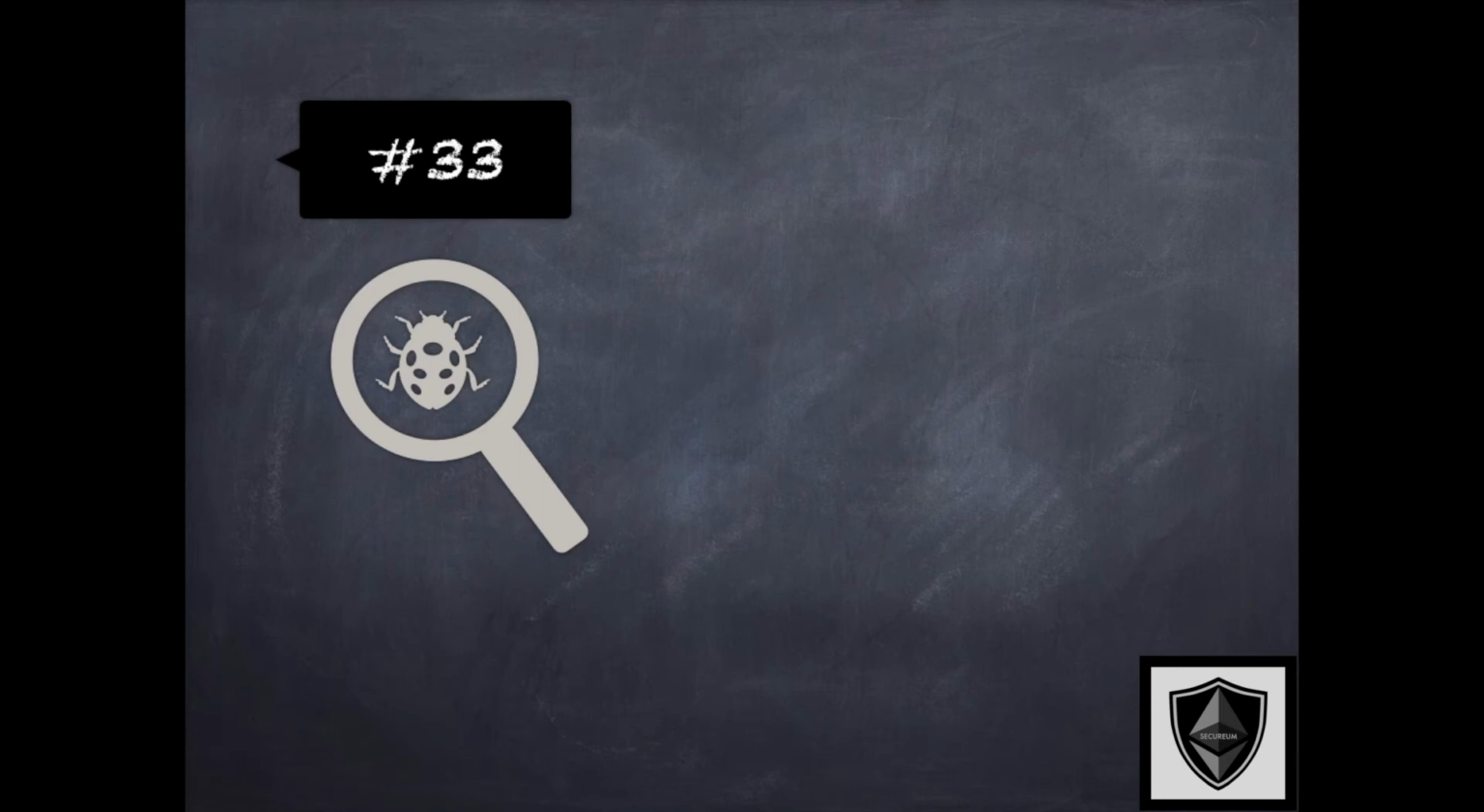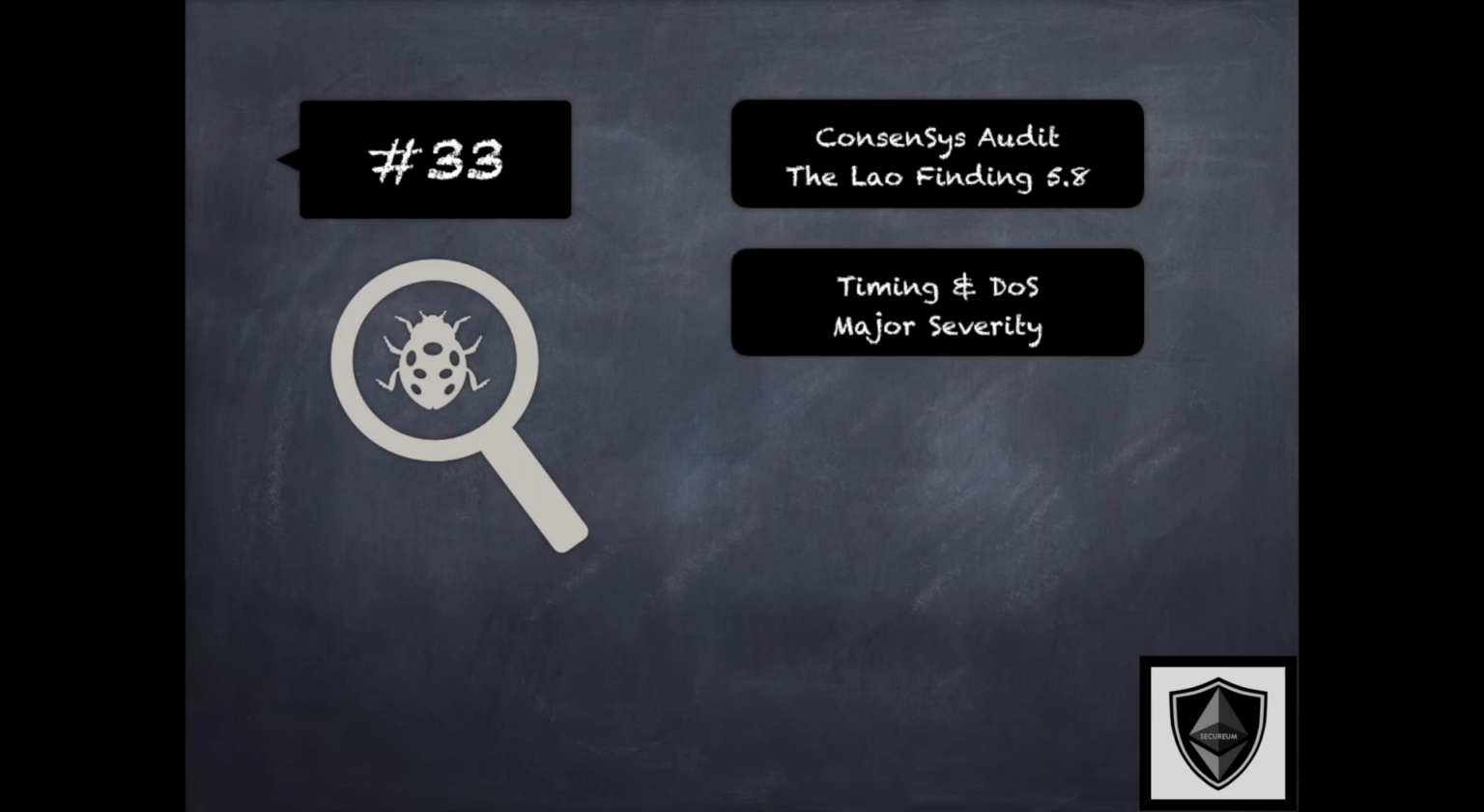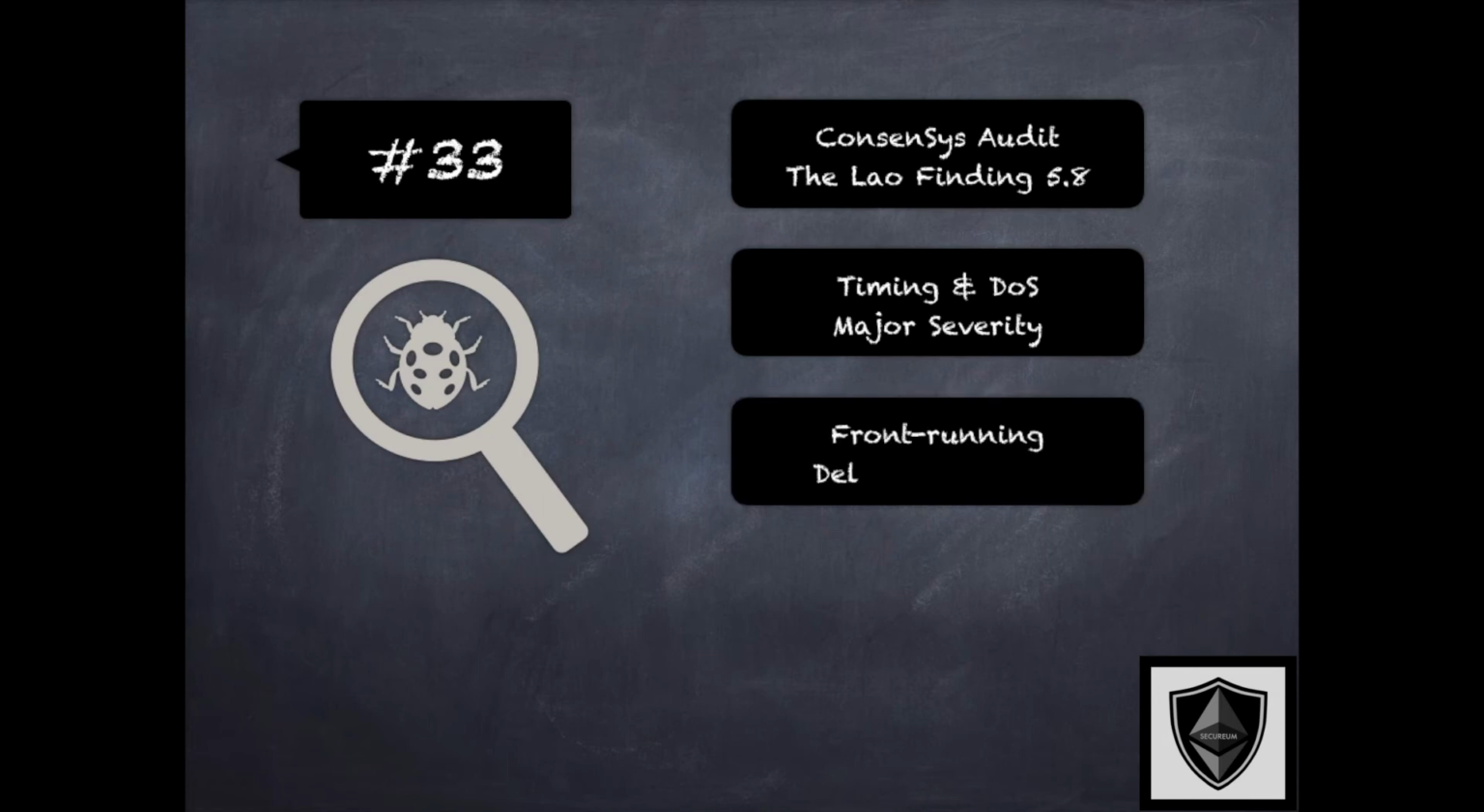Number 33 is another finding from the Consensus Diligence audit of the Lao protocol, where it was another major severity finding related to timing and denial of service. Any member could front run another member's delegate key assignment, where if one tried to submit an address as their delegate key, someone else could try to assign that delegate address to themselves, making it possible to block some address from being a delegate forever.